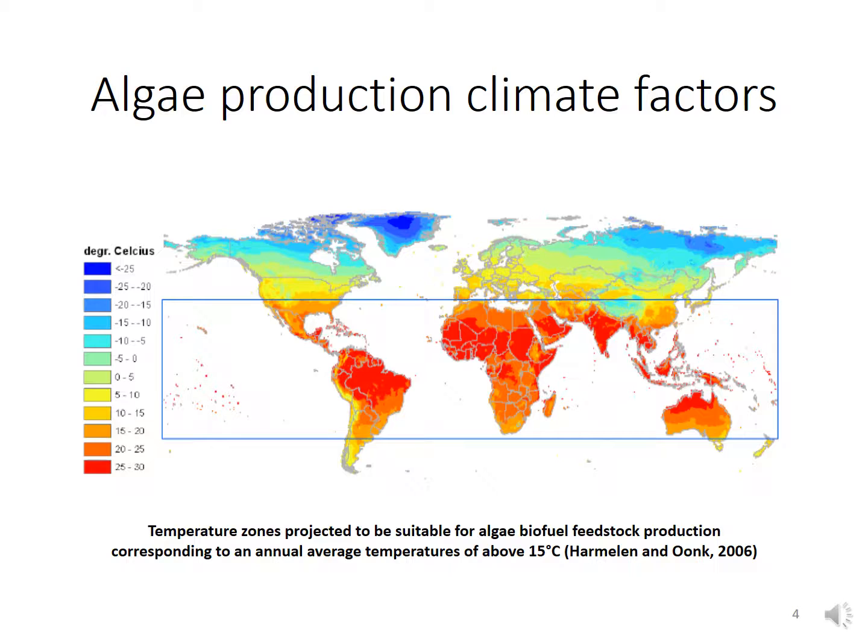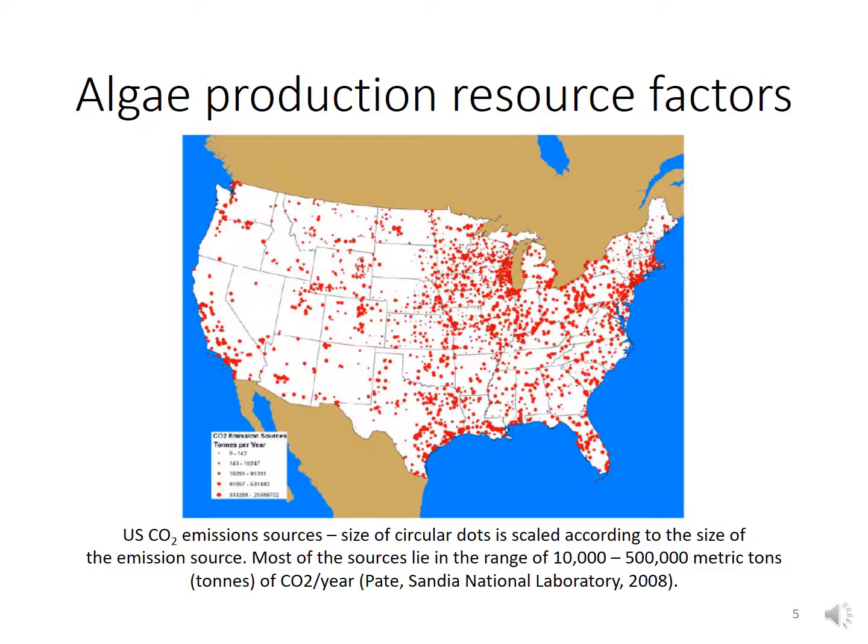And so these are the temperature zones that are projected to be suitable for algae, and they provide an annual average temperature of above 15 degrees Celsius. Anywhere that's too cold, and you will lose a lot of your algae during the frost or periods that are below the suggested temperature range. Okay, so most algae production will be concentrated in this region to become commercial.